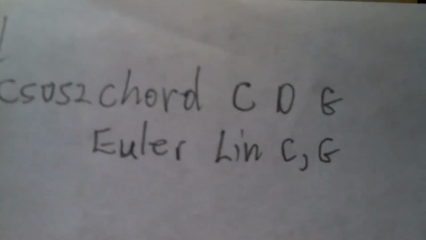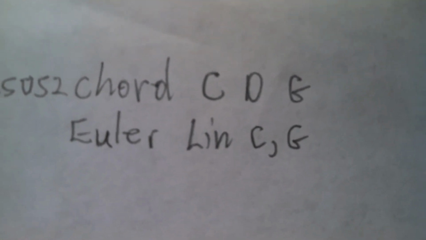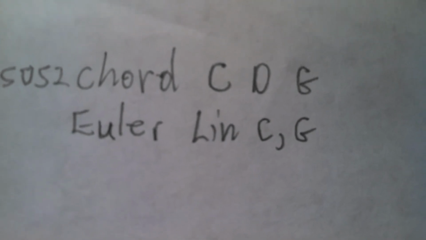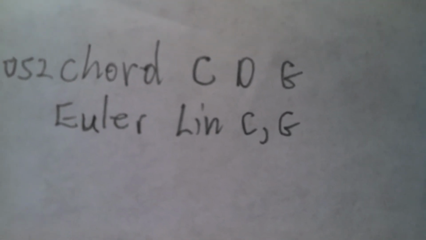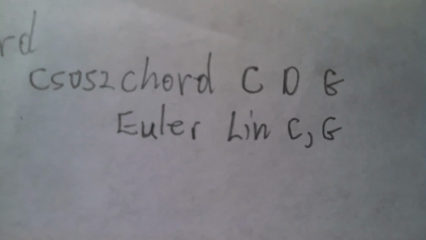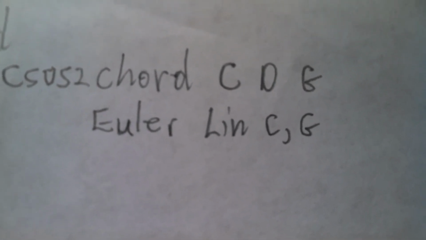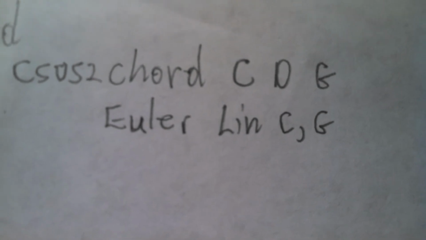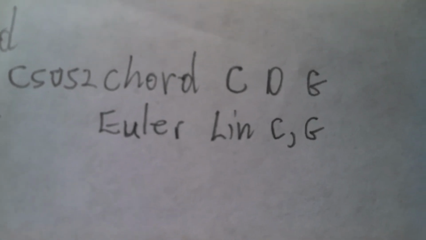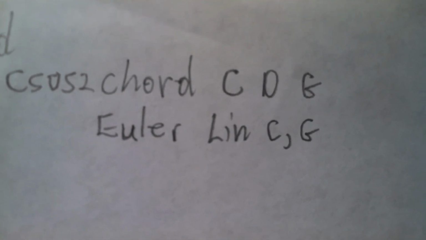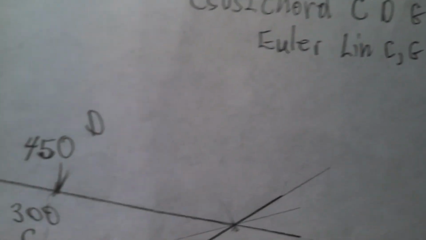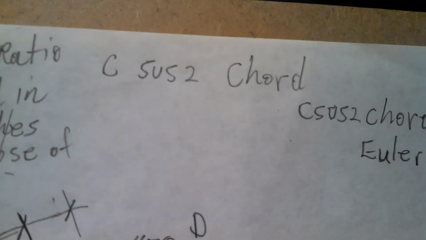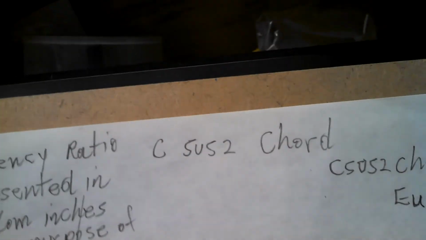Okay, so anyway, here's the C sus2 chord, C, D, G. The Euler line is C and G. And that's what the C sus2 chord did also when I used the string length method, which is the inverse. I always end up with 2 notes that match the chord on the Euler line. That's kind of an interesting thing again with the C sus2 chord.